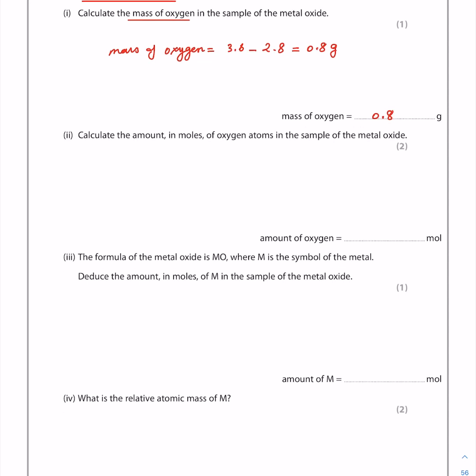Double I. Calculate the amount in mole of oxygen atoms in the sample of metal oxide. Moles equal mass over AR, with the mass of oxygen being 0.8. We use AR, not MR, because the question says atoms, so we use the oxygen atom mass, 16, not the molecule, 16 by 2. So moles of oxygen atoms is 0.8 divided by 16, which is 0.05 mole.